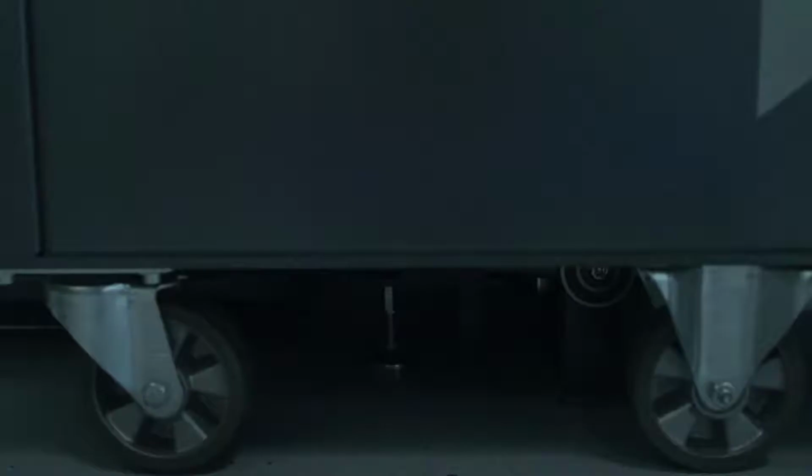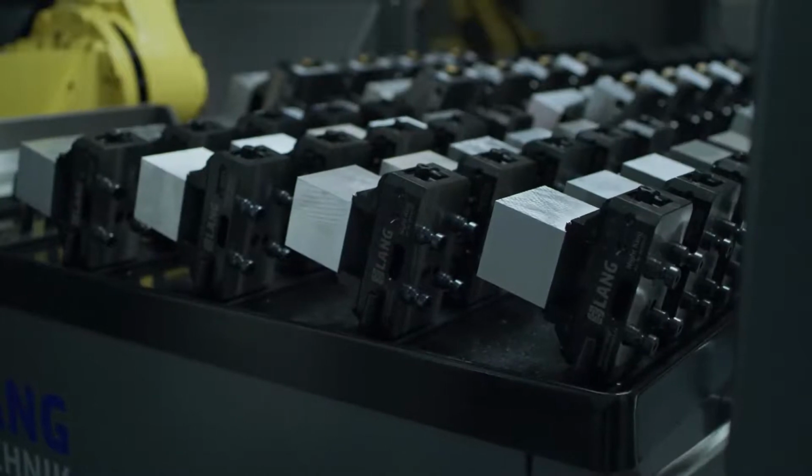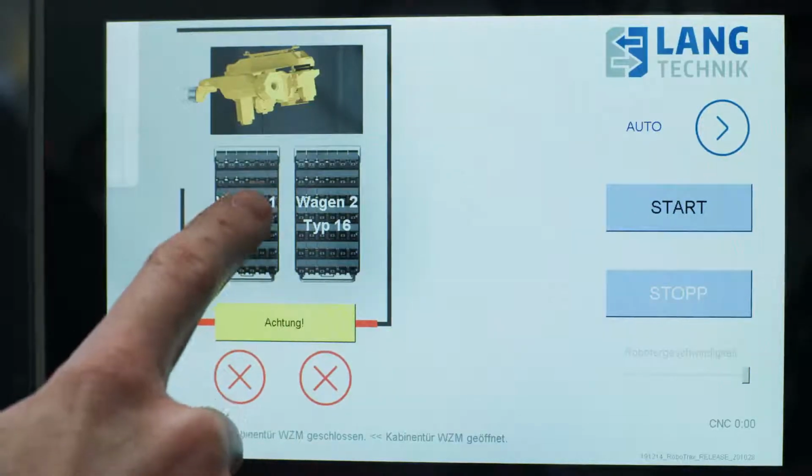The innovative storage of devices and the intuitive operation are outstanding features that make the RoboTrex automation system unique.